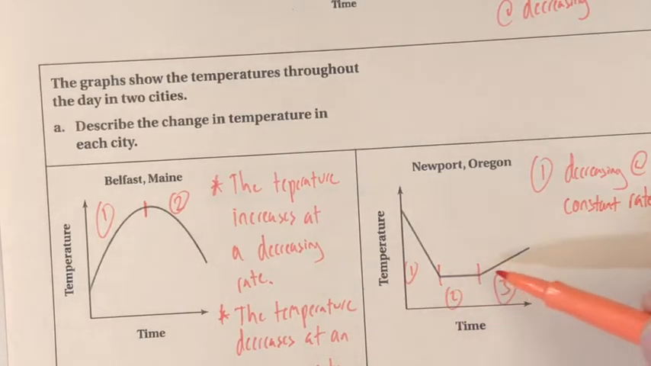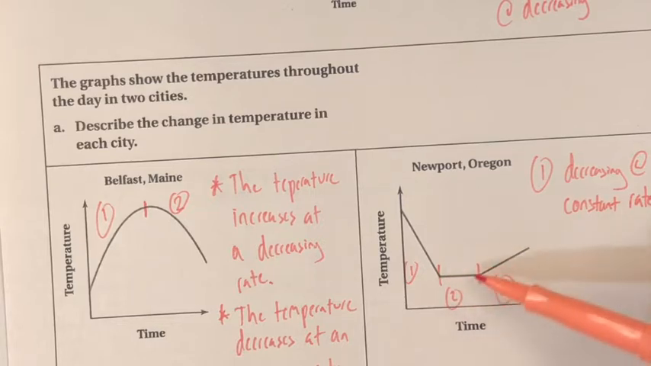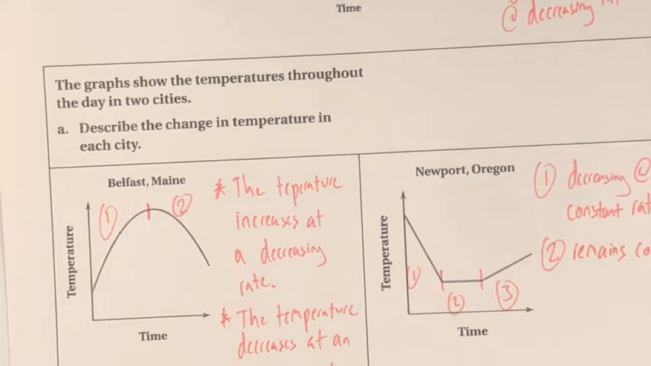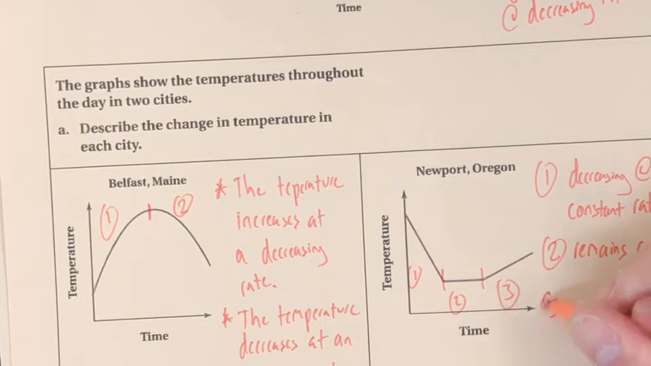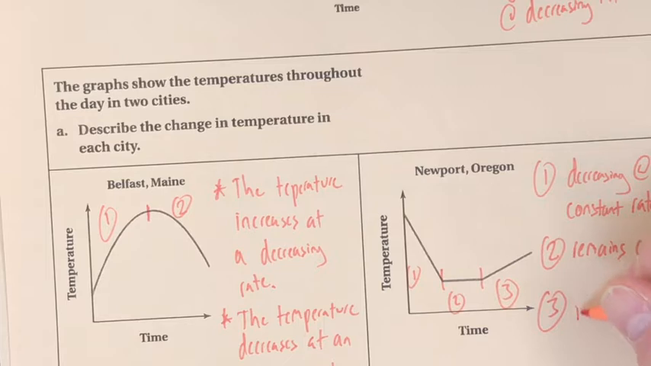Then this second bit here, well, the temperature is not changing at all. Time is moving forward, temperature is not fluctuating. We just say the temperature remains constant. And then the last bit here, 3, the temperature is increasing again.